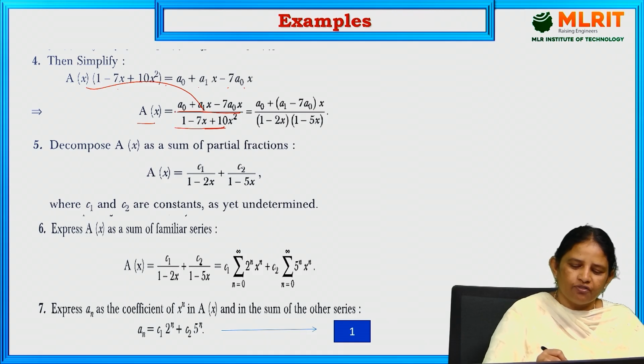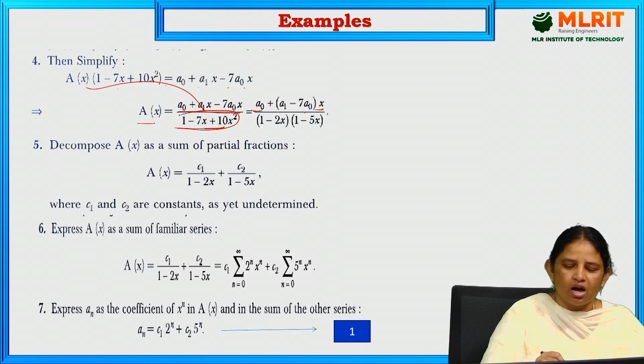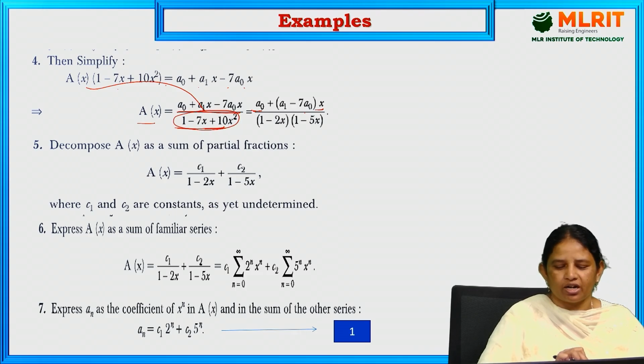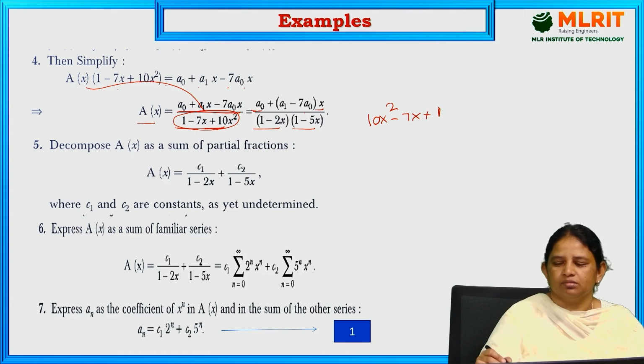Then again we need to separate the constant term and the x terms. a_0 is the only constant term. Then from this we have to take x as common: (a_1 minus 7 a_0) into x. So now we have to find out the partial fractions. That is 1 minus 2x, 1 minus 5x. That is 10x square minus 7x plus 1, that is the x square term, x term, and constant term.